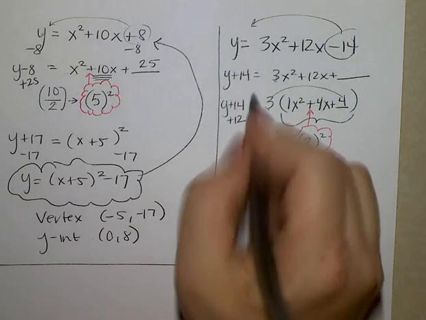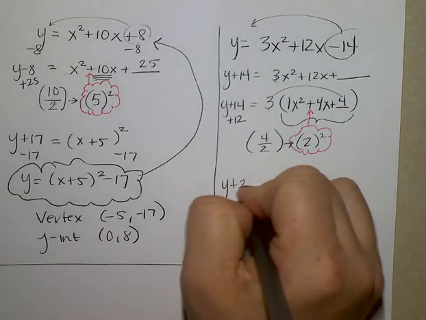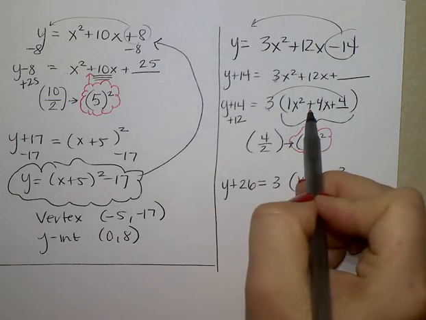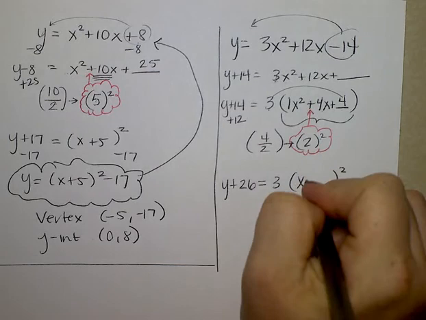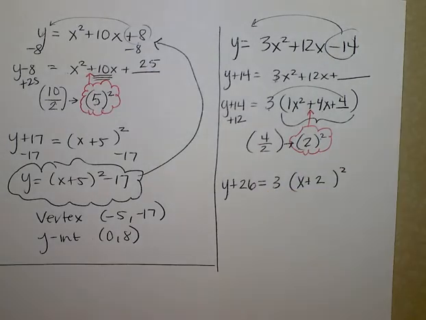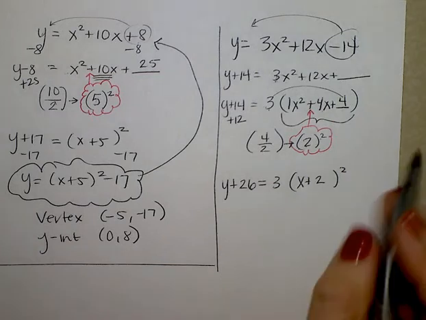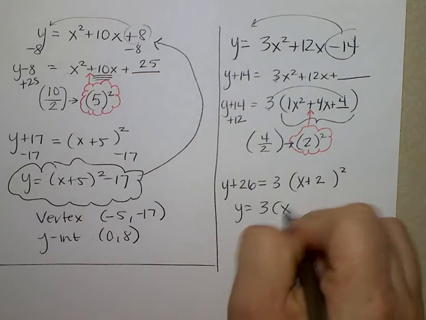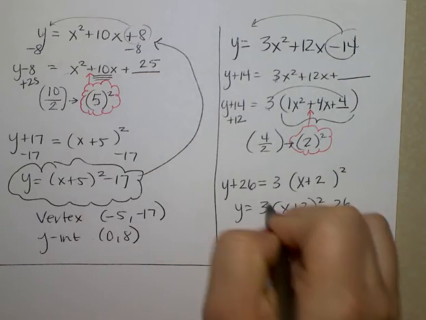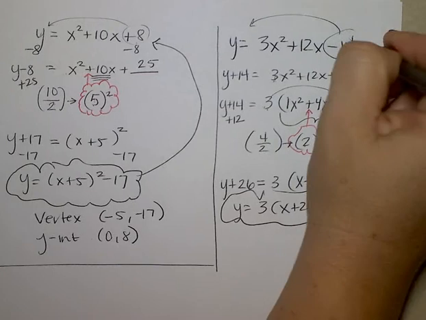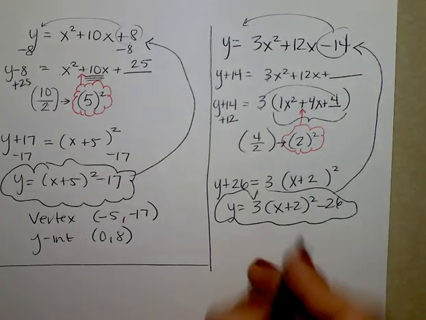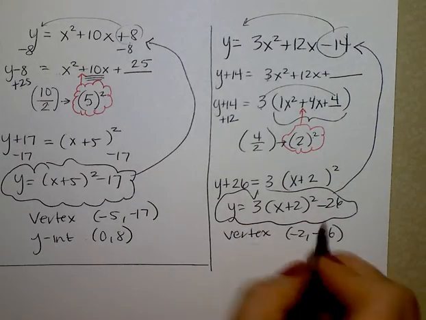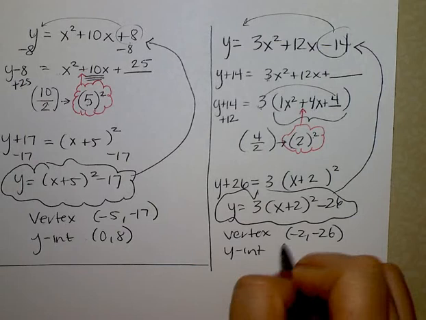Going to combine like terms. Y plus 26 equals 3. And now in parentheses, it's x. Again, this sign is a positive. So x plus 2. Bring 26 to the opposite side. It was positive. When it moves over, it becomes negative. This is the vertex form of this equation in standard form. What is the vertex? The vertex is -2, -26. What is the y-intercept? The y-intercept is 0, -14.